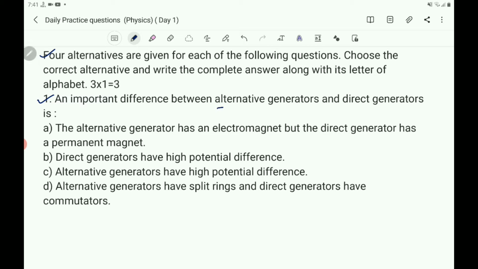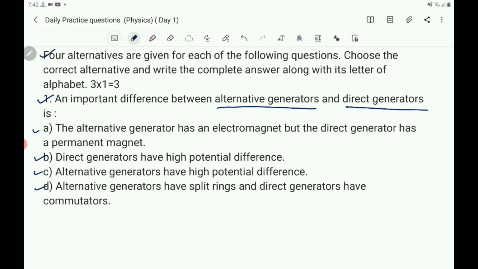You know that alternating generator generates alternating current and direct generator generates direct current. Then what is the difference between them? The main difference is here. The first option: the alternating generator has an electromagnet but the direct generator has a permanent magnet. This option is not correct. B, direct generators have high potential difference. This is also not a suitable answer. C, alternating generators have high potential difference. This is also not a suitable answer.